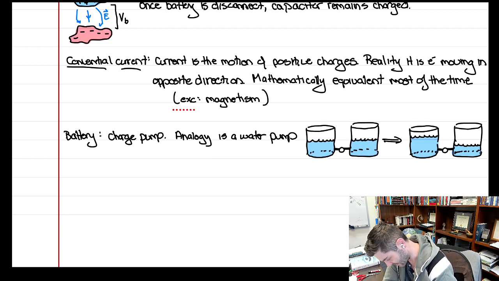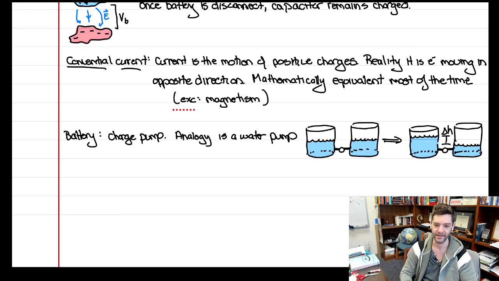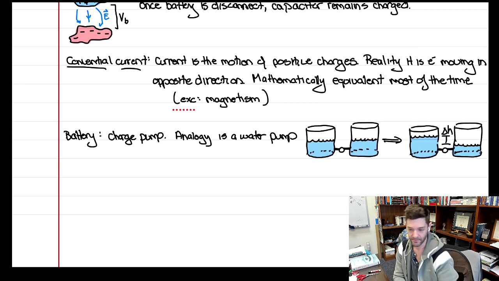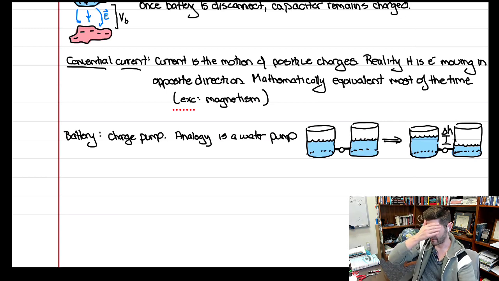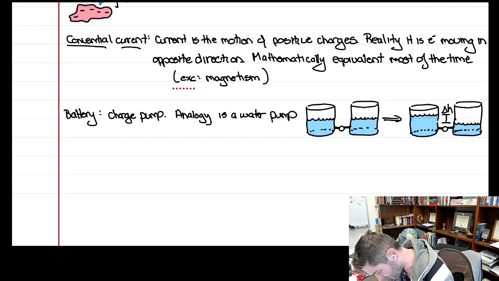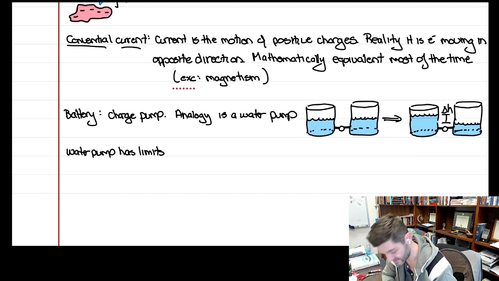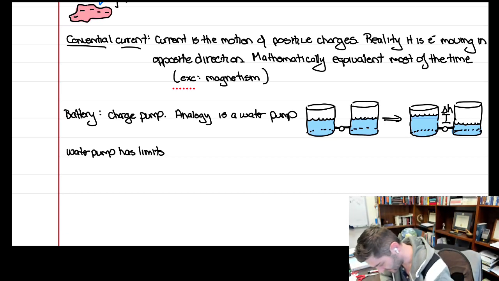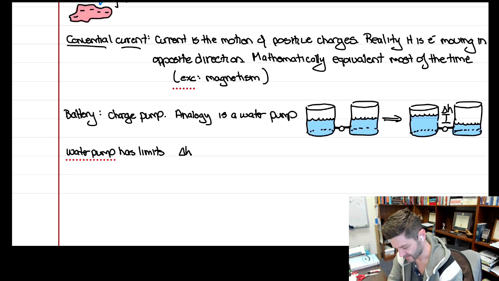So there's some limit based on this delta H, right? There's this height disparity that's been created. There's some mechanical limit of what that pump can do in this case. So the water pump has, in a sense, limits, and since this is really based on gravitational potential energy, you can think that there's some limit connected to this delta H that it can establish.